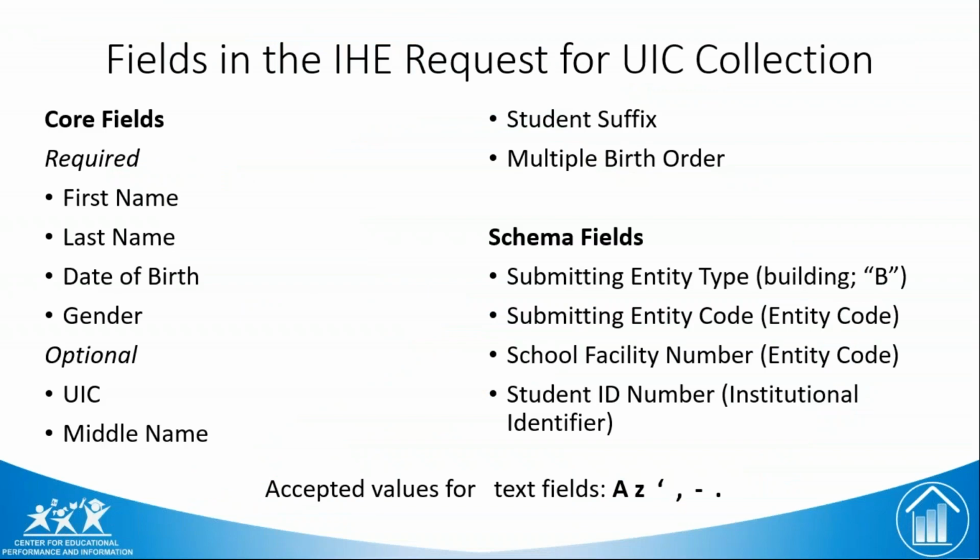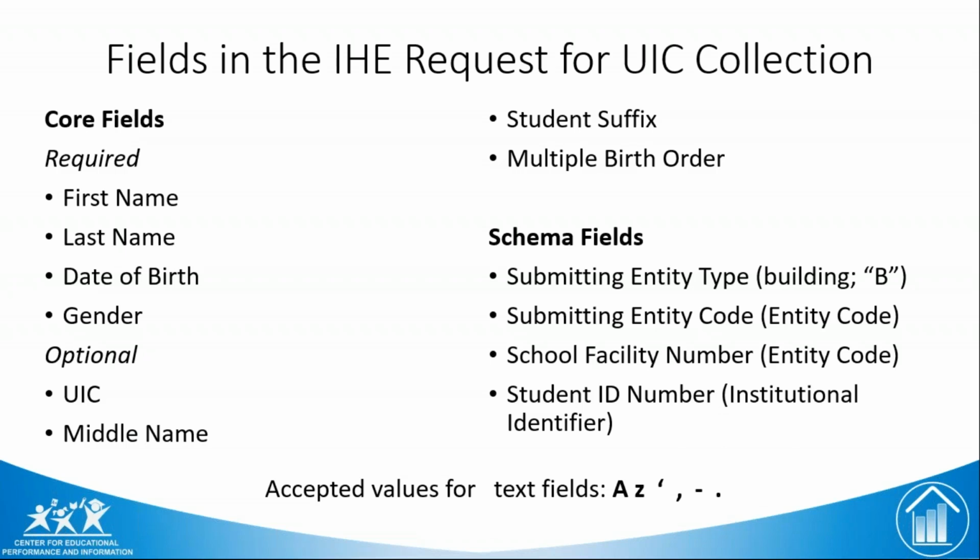Like I said, there's only 4 required fields within the request for UIC collection. If you are submitting bulk uploads via an extract from your student information system, or if you have the schema mapped to an Excel document, I did include the schema fields here just to kind of give you an idea about what goes into those fields. So the submitting entity code, school facility number, those are both your 5-digit entity code from the educational entity master. Your student ID number, that could be your institutional identifier, so that could be whatever local ID number is used in your own system. There are these optional fields as well, of course.